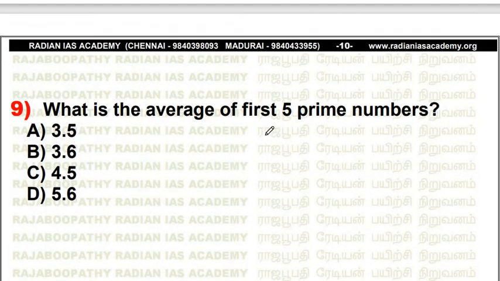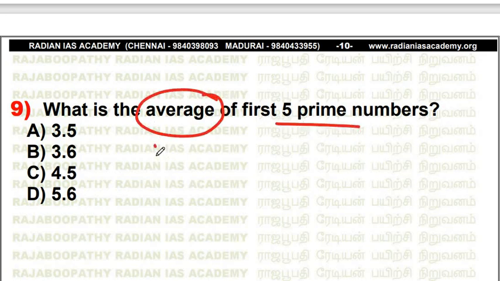Next, 9th question. What is the average of the first 5 prime numbers? What do you mean by average? Average is otherwise known as mean. Mean means, suppose they ask 5 prime numbers, add all 5 prime numbers and divide by 5. The sum of all the numbers divided by the number of items.